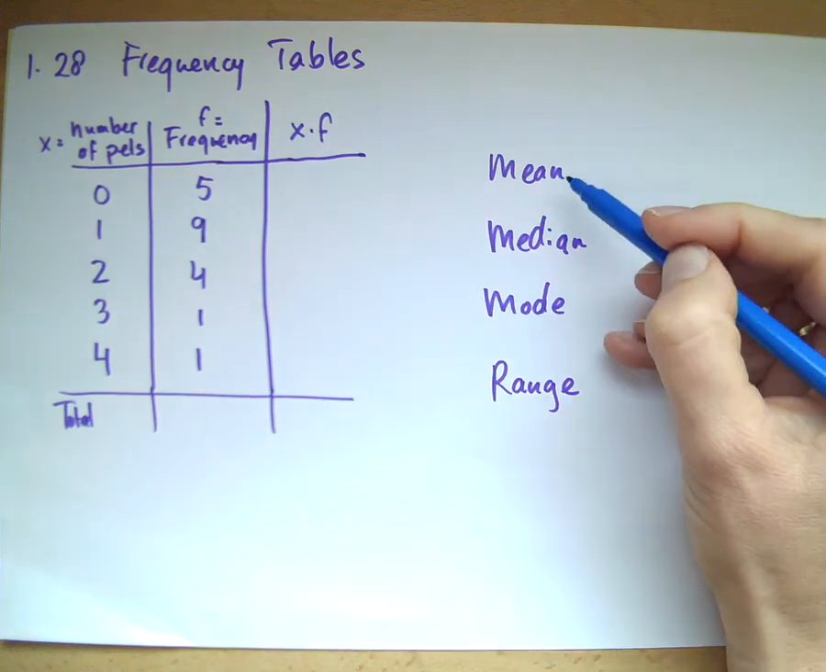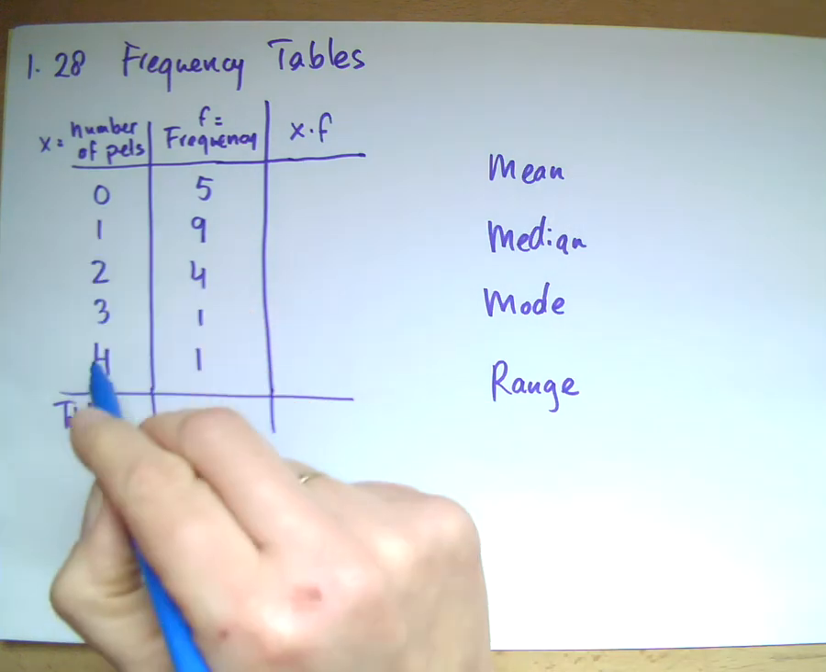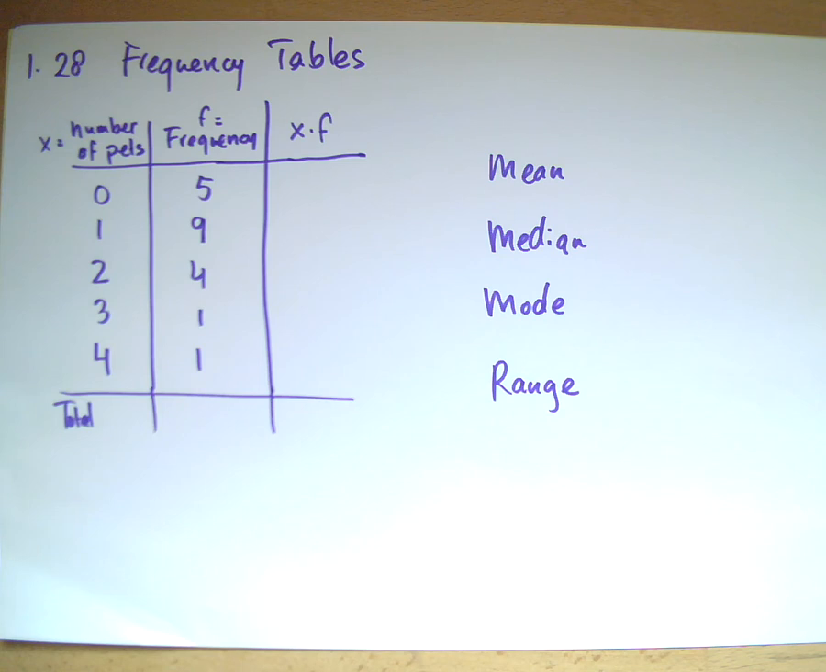To find the mean number of pets in our sample, we need to add up all the pets, right? The total of the values, and then divide by the number of values, so the number of people that we asked.